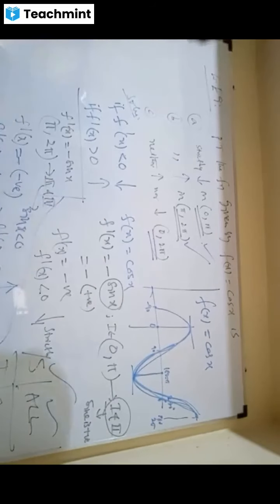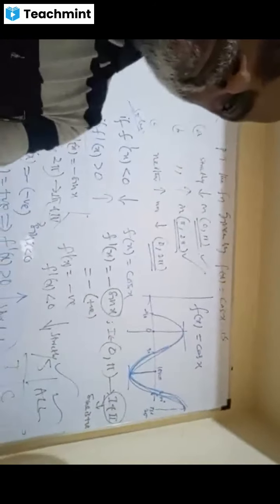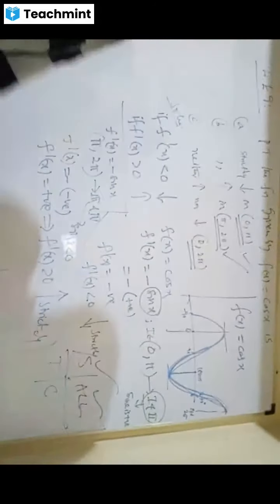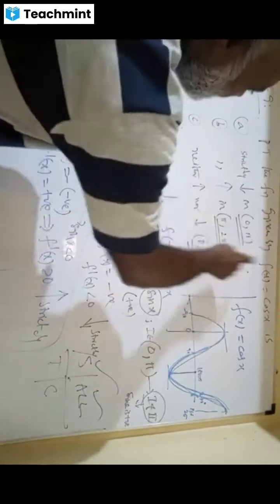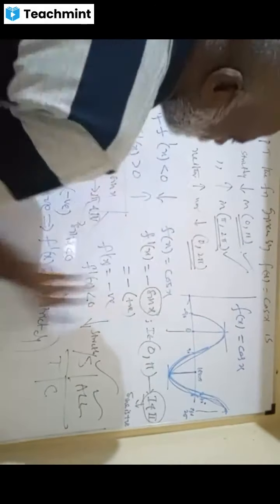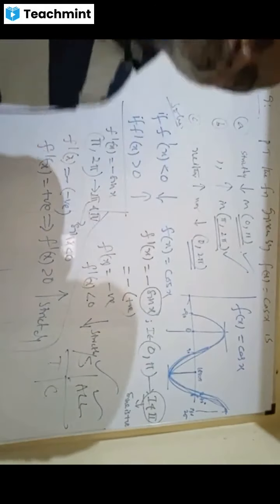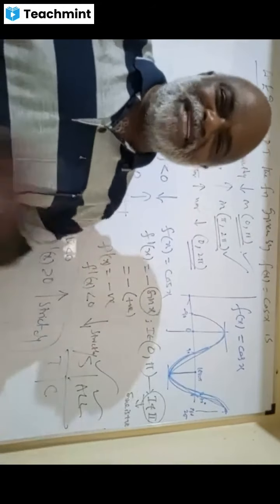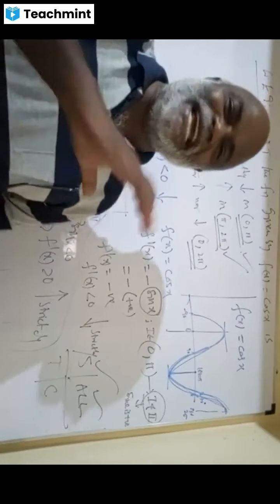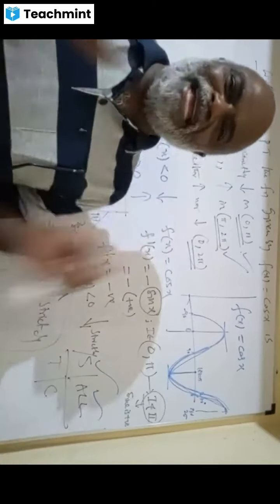Do you agree? Yes, sir. Therefore, in this interval it is so, and in that interval it is so. But what about 0 to 2 pi? Over 0 to 2 pi, you can't say that it is negative, and you can't say it is positive. Because overall, you can't say it's negative or positive from 0 to 2 pi. Hence, it is neither increasing nor decreasing.